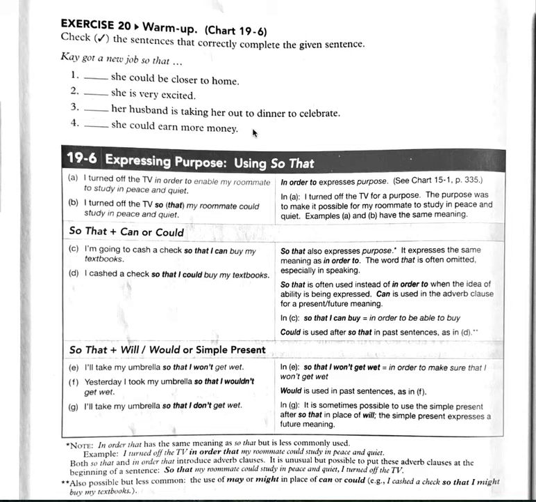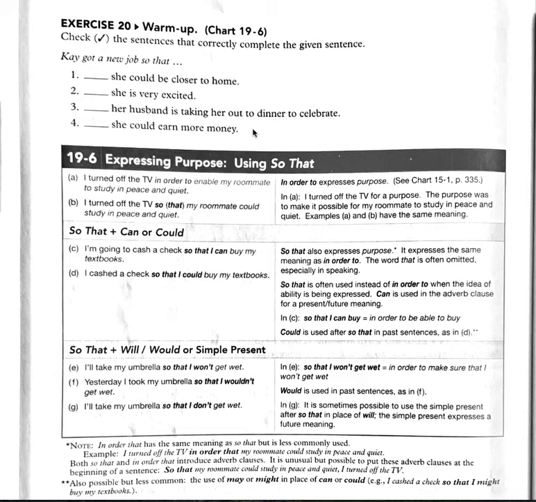So here, number 1, Kay got a new job so that she could be closer to home. Yes, that is correct. Because people get jobs, they relocate to be closer to home. And number 4, Kay got a new job so that she could earn more money. People go find another job to earn more money. Not number 3, not number 2. You don't get a new job because she is very excited, or Kay didn't get a new job because she is very excited. No. And she didn't get a new job so that her husband could take her out to dinner. No.